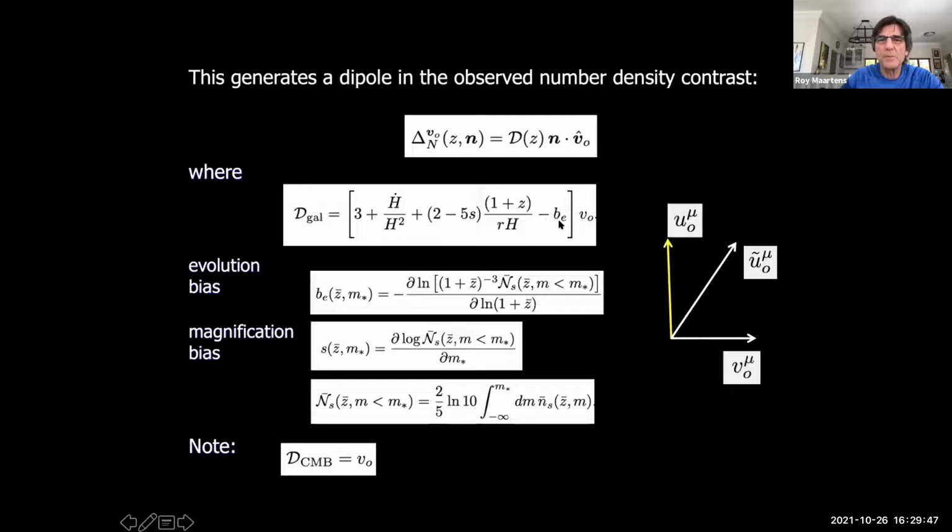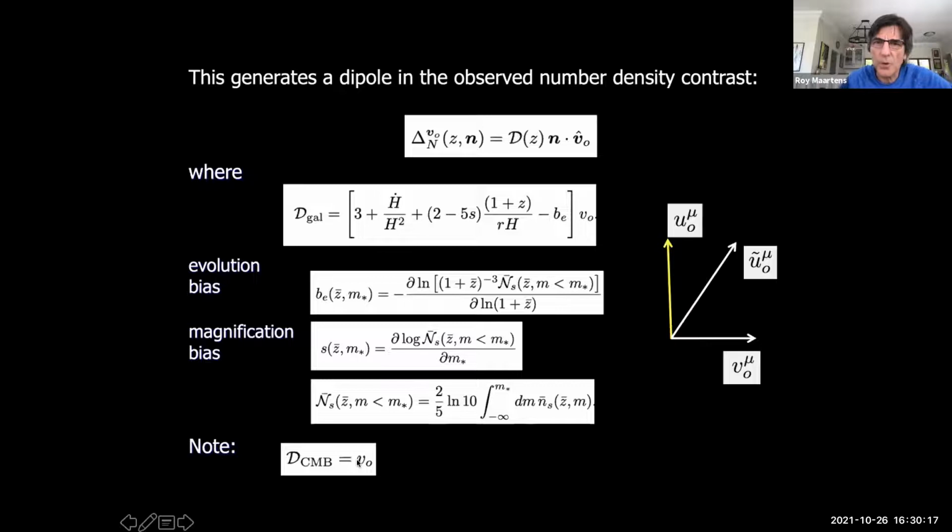So the magnification bias relates to the luminosity function and the cumulative luminosity function. The evolution bias just tells you about the rate of mergers or the rate of destruction of galaxies, the deviation of the comoving density of galaxy number from constancy. And the magnification bias just tells you the slope of the cumulative luminosity function at the magnitude cut. In the case of the CMB, the dipole is a constant, it's just v naught.